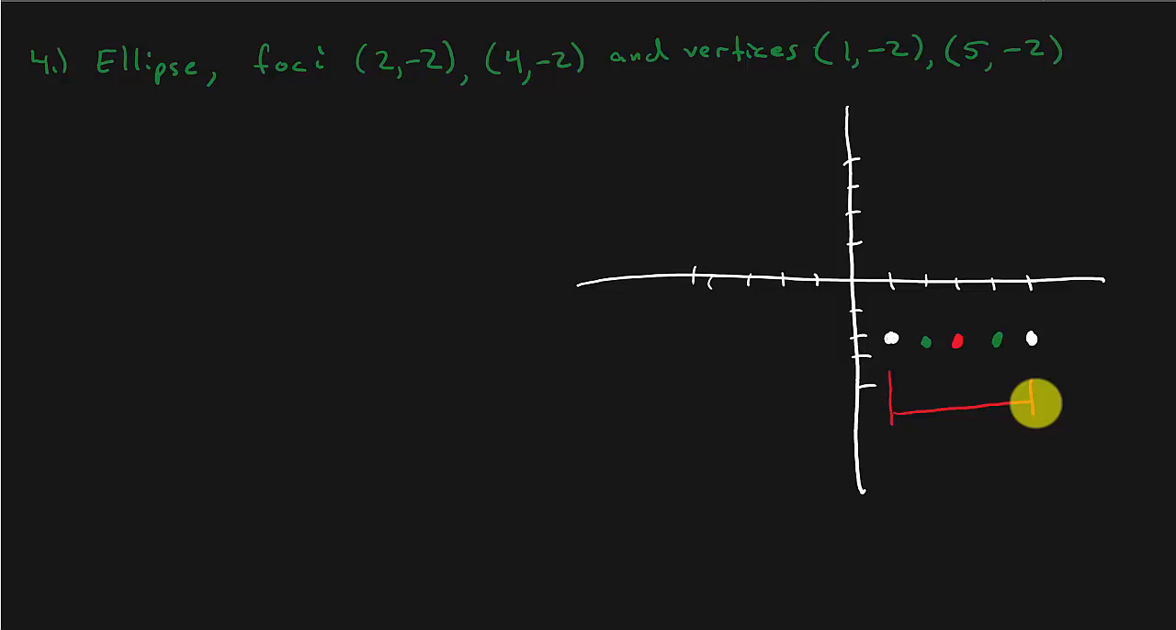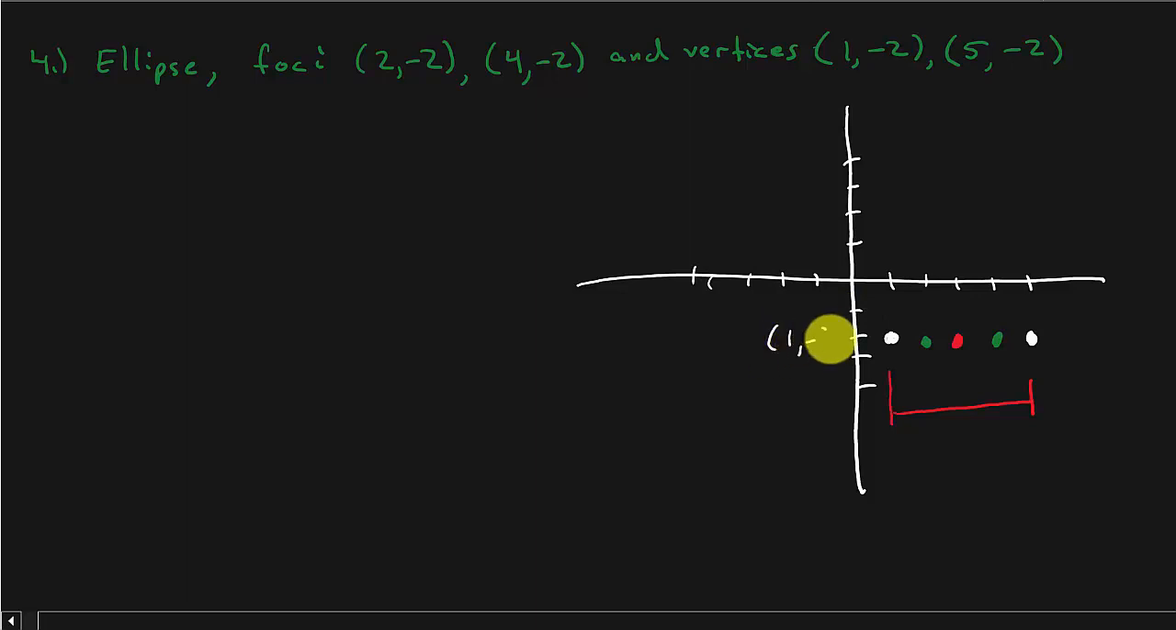So let's see. This is the point. Let's label that. That's the point (1, -2), and this is the point (5, -2). So that distance there, that's 5 minus 1, which equals 4, right? That's the distance between them.